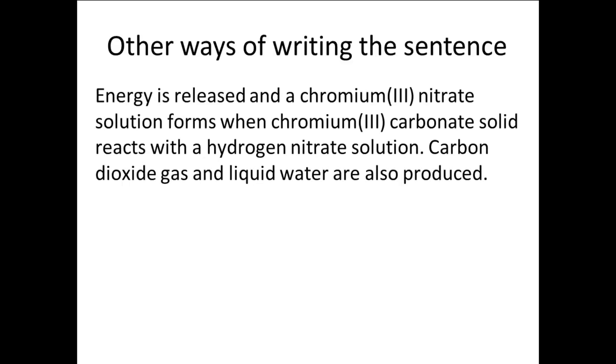One of the interesting and in some ways difficult things about English is that we can completely change the order of a sentence to change the emphasis without fundamentally changing the meaning of what we are writing. This can create confusion in writing chemical equations unless you read the statement carefully. For example, here is the same chemical reaction with all the same information but written differently. Energy is released and a chromium(III) nitrate solution forms when chromium(III) carbonate solid reacts with a hydrogen nitrate solution. Carbon dioxide gas and liquid water are also produced.